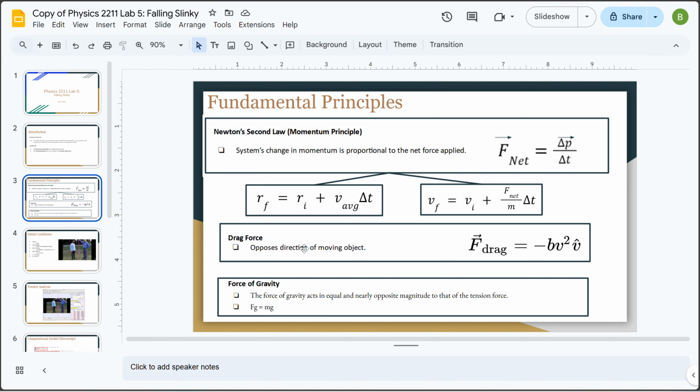The drag force, which opposes the direction of a moving object, is as such, and the drag force will be in the positive direction, the positive y direction to be exact. The force of gravity acts in equal and opposite magnitude to that of the tension force, so the force of gravity will be down, and g will be negative.